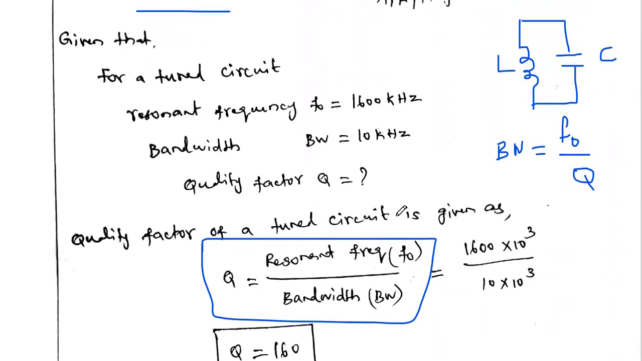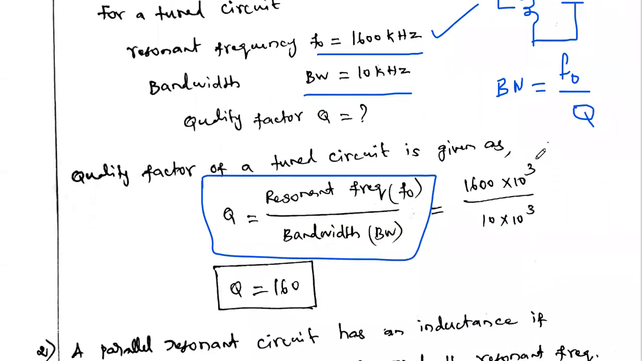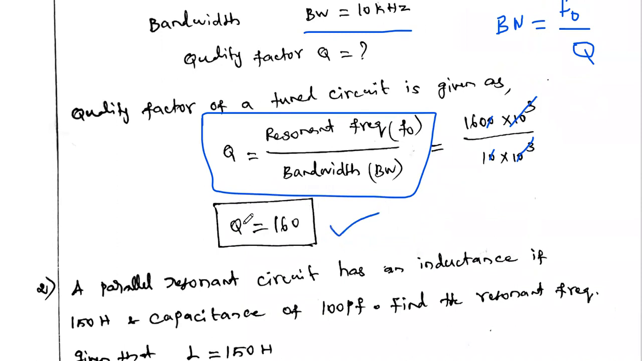Here the resonant frequency is given as 1600 kilohertz and the bandwidth as 10 kilohertz, and we have to find the quality factor. So the quality factor equals 1600 kilo, that is into 10 to the power 3, divided by 10 kilo. The 10 power 3 cancels and the 0, 0 cancel. So we got the answer: quality factor is equal to 160.